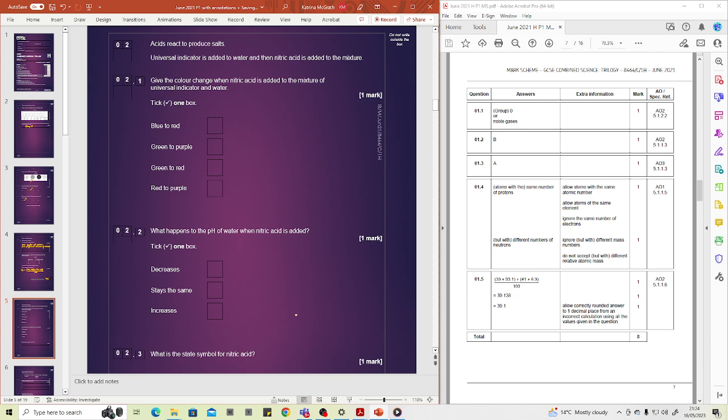Okay then, on to a new topic of acids and chemical reactions. Acids reacting to produce salts, so that means that you've got metal which has replaced the hydrogen ions inside an acid. Universal indicator is added to water and then nitric acid is added to the mixture. So we've got universal indicator, which is red in acids and blue or purple in alkali and green in the middle. So nitric acid is added to a mixture of universal indicator and water. It should turn from green to red.